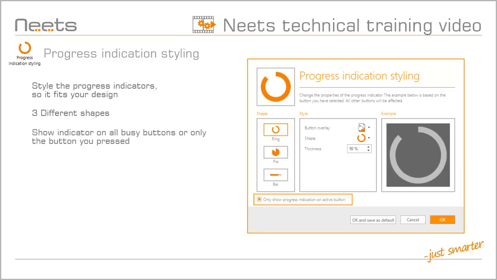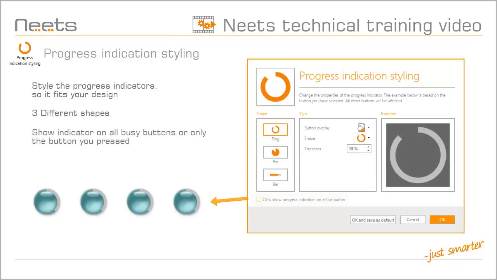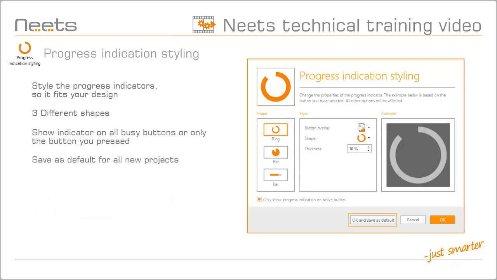Next you have the option to show the progress indicator on all buttons that are busy, or only on the button you pressed. If you then press another button that is busy, then it will be indicated. If you have a progress style that you like, then you can save it as default. And this style will be used for all new projects that you create.